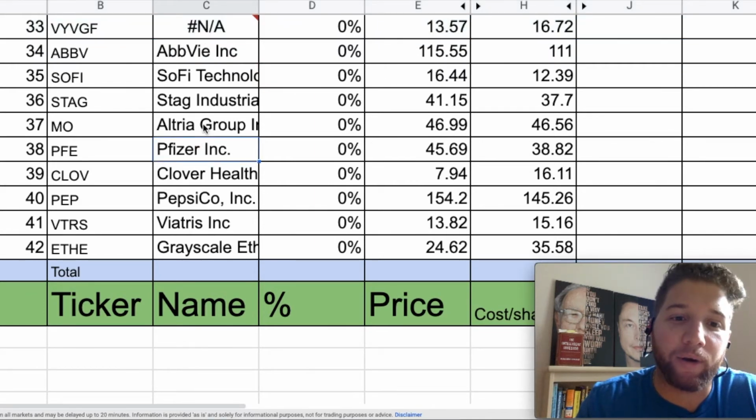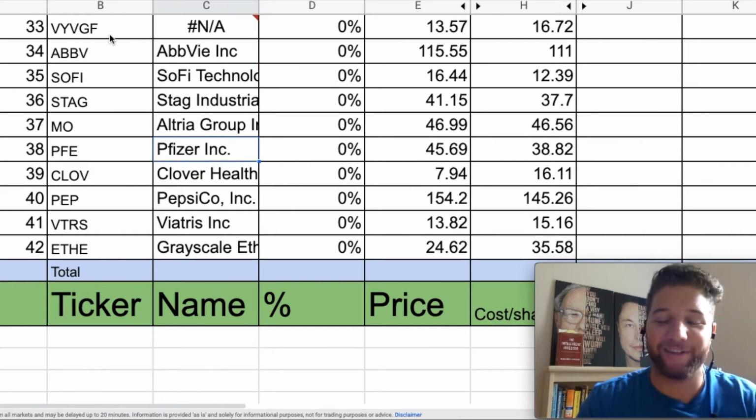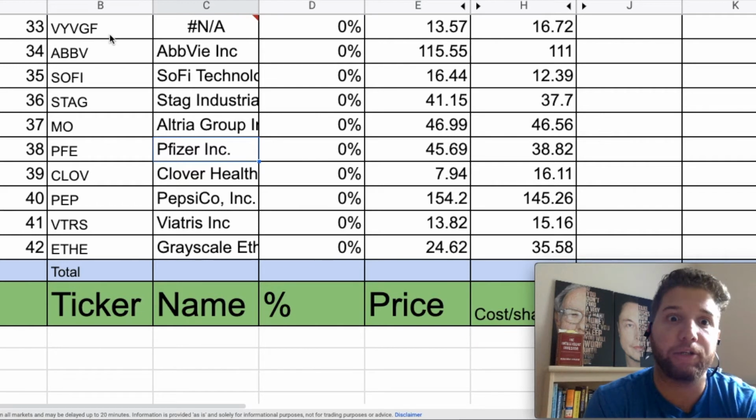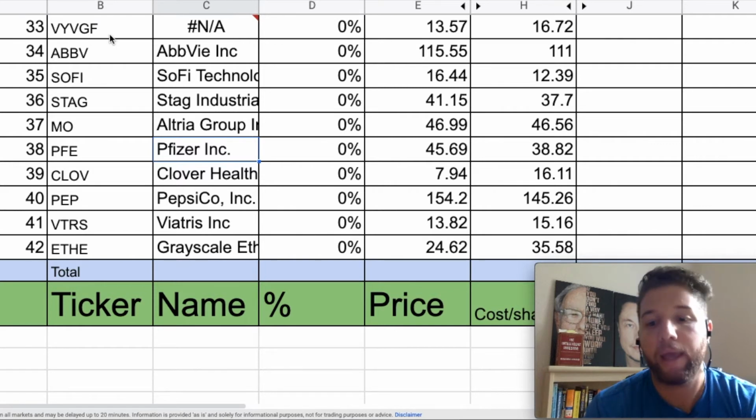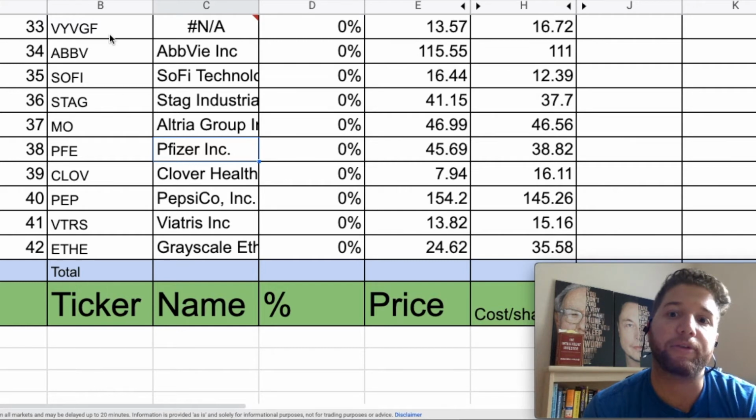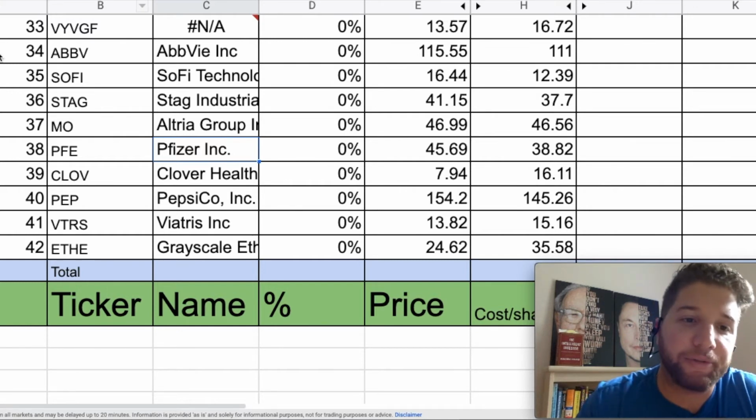Number 33, VYVGF, Voyager Digital. Now all the names were auto-inputted by Google Finance, but they don't even recognize this one because it's not listed on a major stock exchange yet. This is a very speculative holding of mine. Voyager is the app I use to hold my crypto and earn interest on it. And I think they do have a lot of potential. I really like the platform so far, so I figured I'd buy some of the stock and see what happens, but I am down on that position as well.